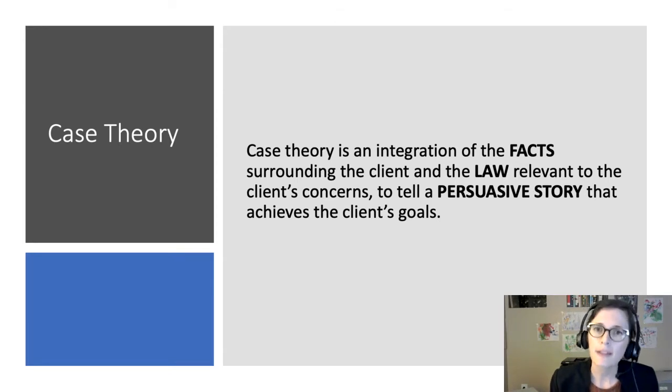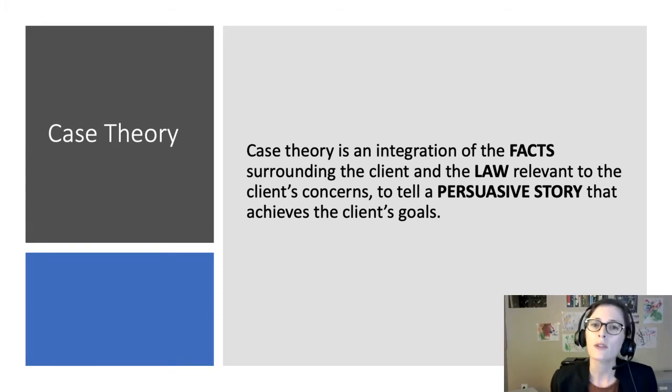An effective case theory will include all three elements of Aristotle's modes of persuasion: logos, pathos, and ethos. Logos, the logic of your argument. An effective case theory will synthesize the law, the facts, and the client's goals into a storyline that encourages your audience to reach the conclusion you want them to reach.